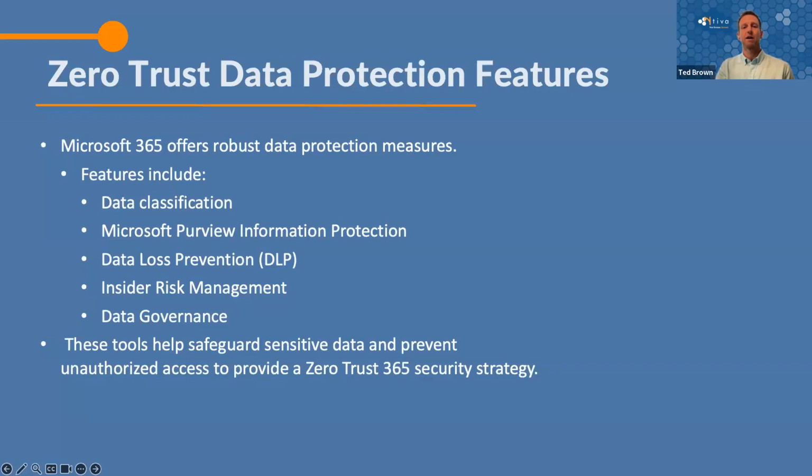And Microsoft has a couple of ways to do this as far as protecting your data assets within their system. They have a new program, newly renamed Microsoft Purview, and it has 5 core elements when looking at a defense in depth strategy for zero trust implementations. These come down to 5 basic principles, which are data classification, Microsoft Purview information protection, data loss prevention, which is DLP, insider risk management, as well as data governance. And these tools can help safeguard sensitive data and prevent unauthorized access and provide a zero trust 365 security strategy.